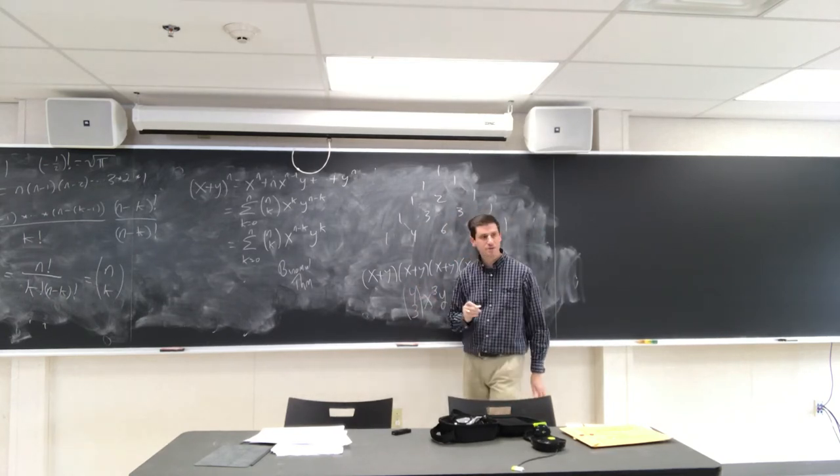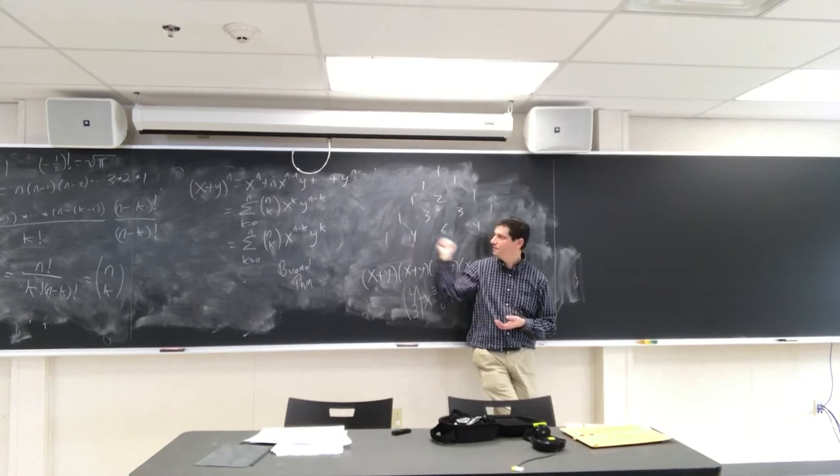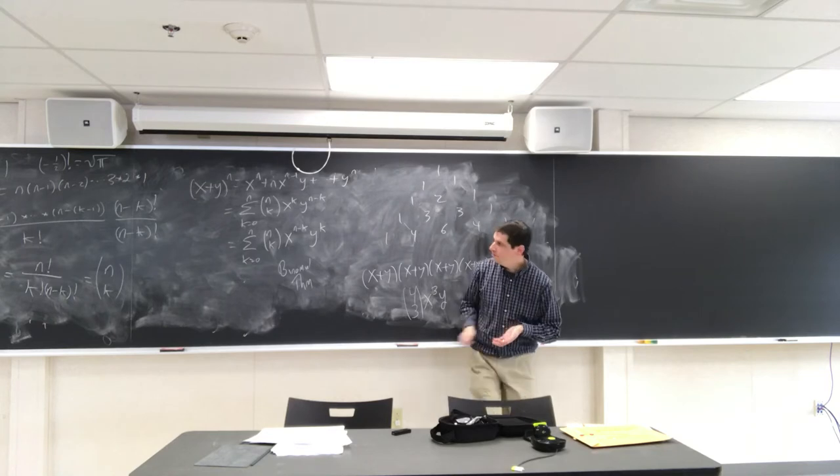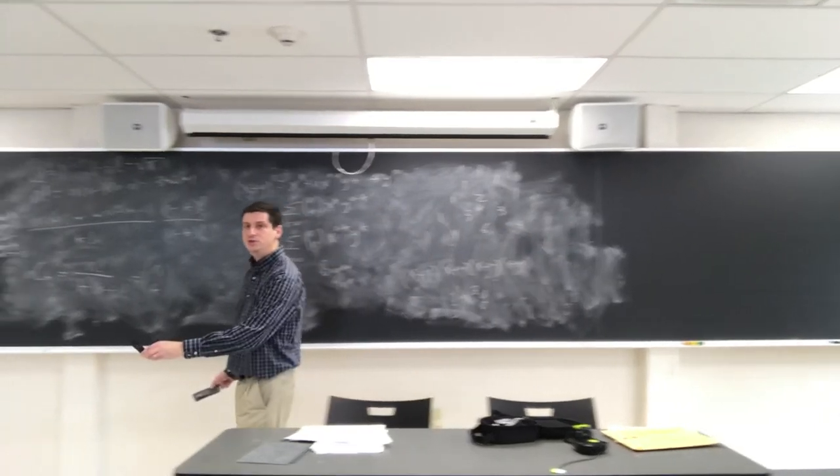I have 4 places, I have 4 factors, and I have to choose 3 of them to be the ones generating my x. This is why the binomial coefficients come into Pascal's triangle. We've used this in calculus. Where did you use this in calculus? You used this when you were doing differentiation.